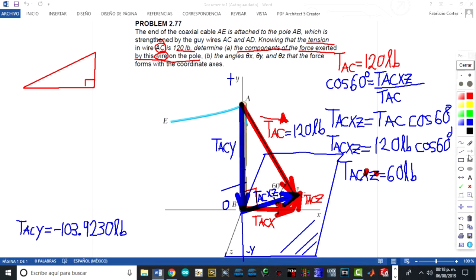And now we're going to draw the components. I'm going to draw it in green, or maybe in blue. This will be this component, this vector TAC XZ that we calculated, and we are going to decompose this one into two little vectors. I'm going to write it in the same colors in order to be more didactic. It will be one in this direction and another in this direction. So this 20 degrees will be this other 20 degrees.